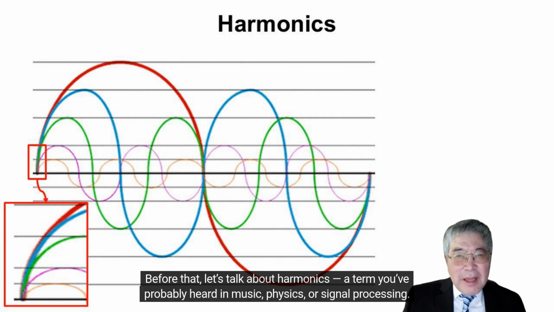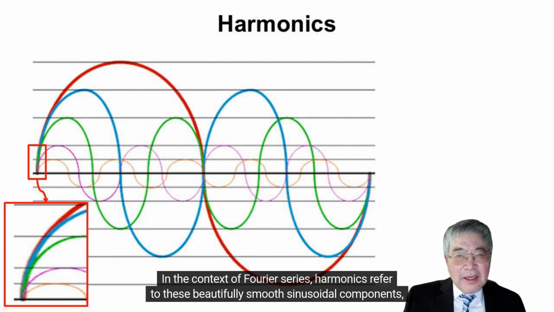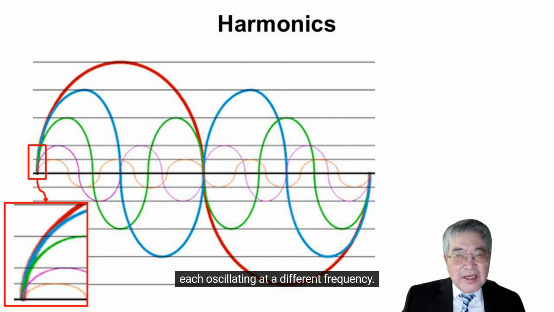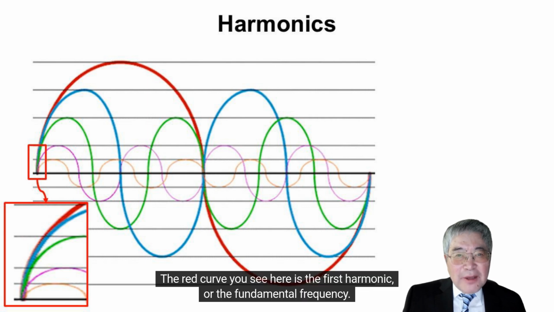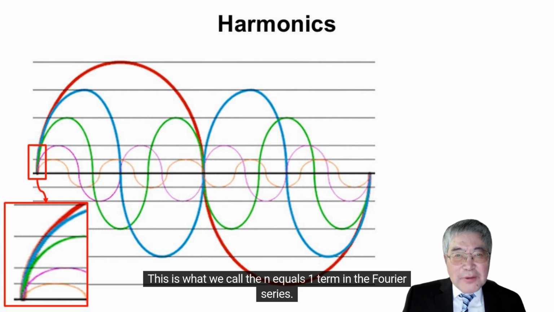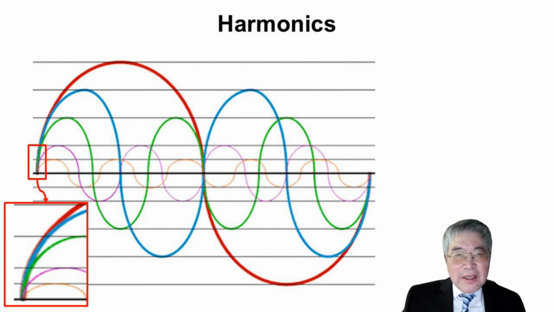Before that, let's talk about harmonics, a term you've probably heard in music, physics, or signal processing. In the context of Fourier series, harmonics refer to these beautifully smooth sinusoidal components, each oscillating at a different frequency. Let's unpack that. The red curve you see here is the first harmonic, or the fundamental frequency. It completes exactly one full oscillation over the interval from 0 to 1. This is what we call the n equals 1 term in the Fourier series.